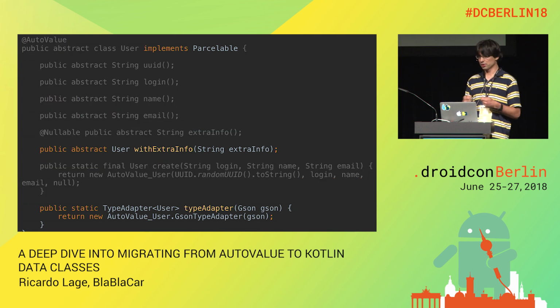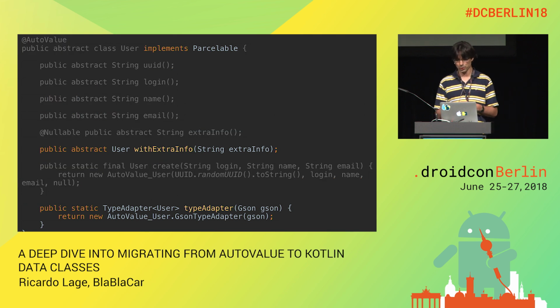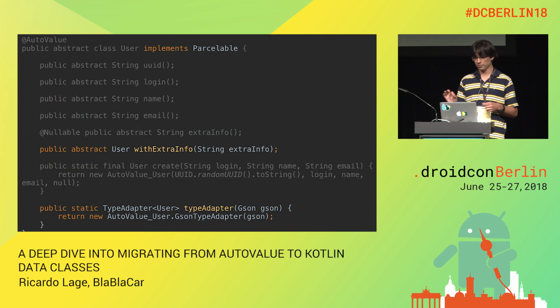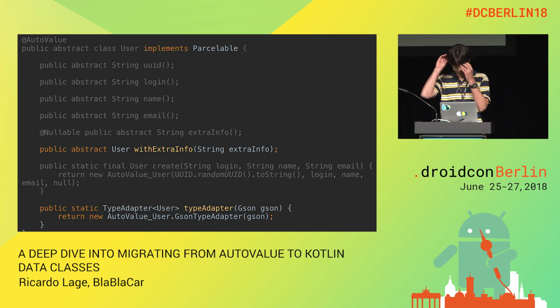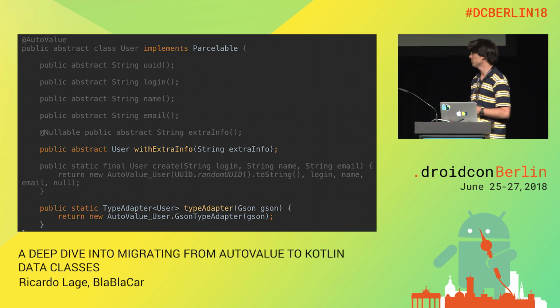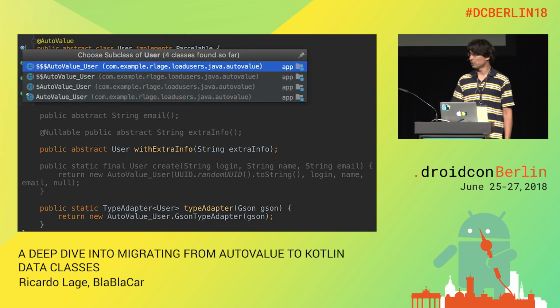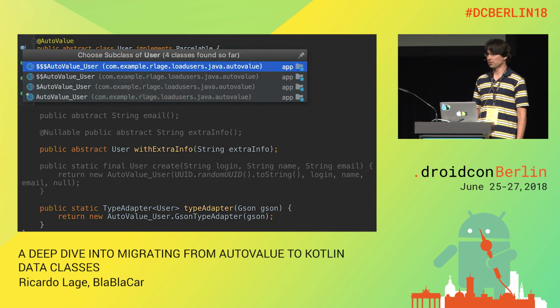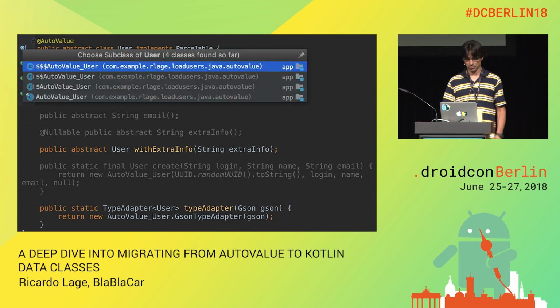For the transformations, where you want to change some fields, you can annotate them with this with method. And for serialization, you have to add this static type adapter function that returns the type adapter that was generated for you by the plugin. What AutoValue is doing now is creating these 4 different classes. So these are all extending from one another.